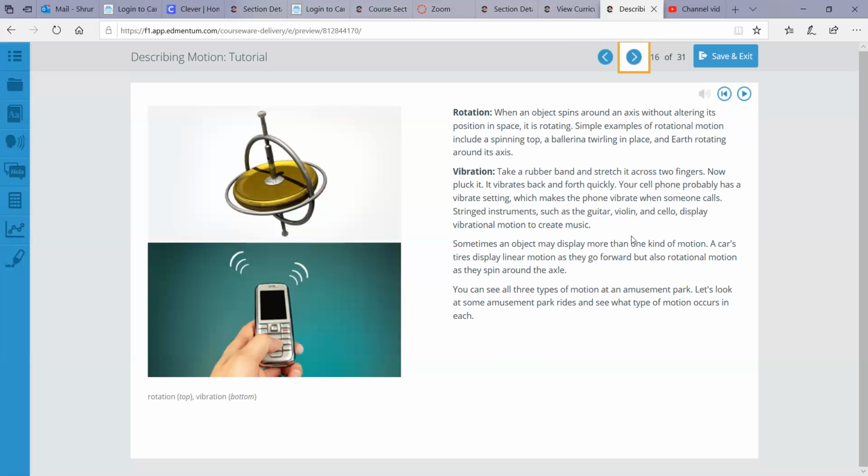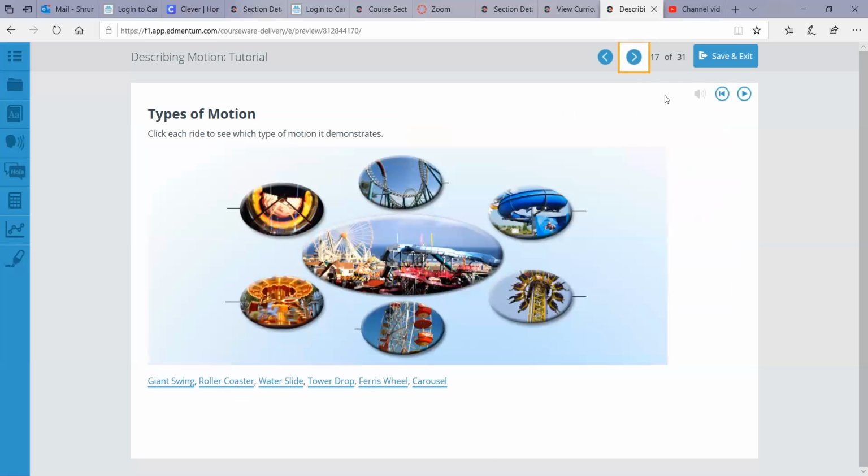Very awesome. Sometimes an object may display more than one kind of motion at the same time. So a car's tires display linear motion as they go forward, but also rotational motion because they're spinning around on the axle. And an example here is you can see all three types of motion at an amusement park. And we'll take a look at those in the next slide.